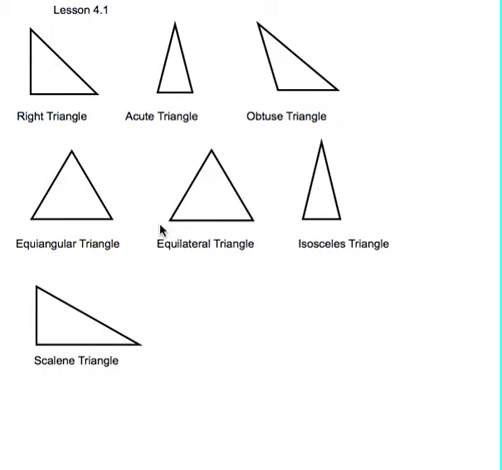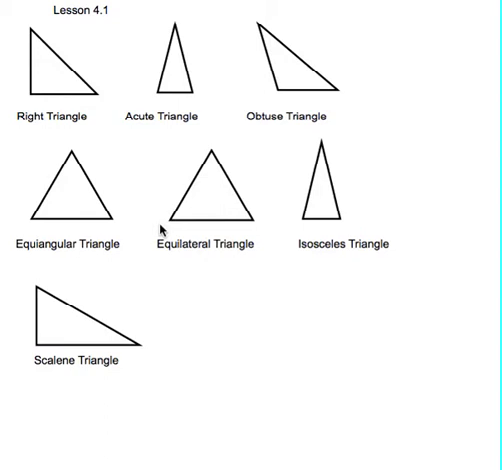So we're going to start with lesson 4-1, and the first four triangles that we mention are going to be talking about the angles of the triangles, and then the last three are going to be about the sides. The first triangle we're talking about is the right triangle. It has two 45-degree angles and one 90-degree angle.